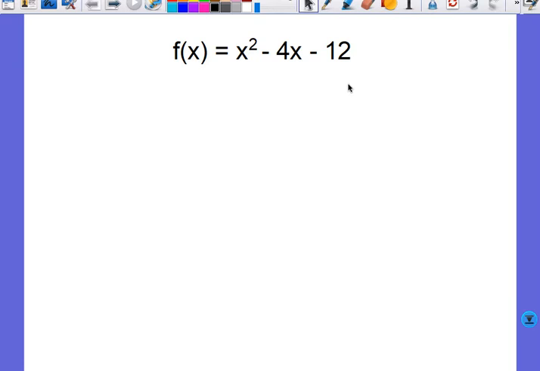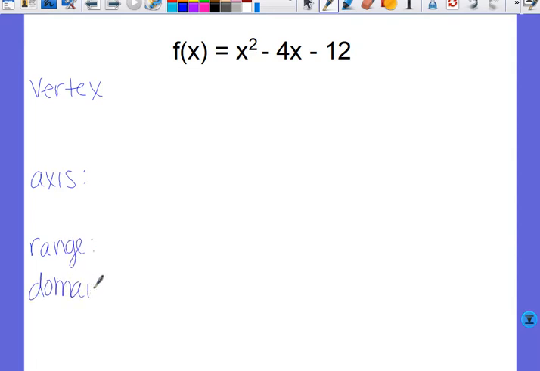We're going to identify the vertex. We're going to identify the axis of symmetry. We're going to identify the range. We're going to identify the domain. We're going to identify if the vertex is a maximum or a minimum. We're going to identify the y-intercept, and we're going to identify the x-intercepts. Okay, I believe that's everything. We'll find out.